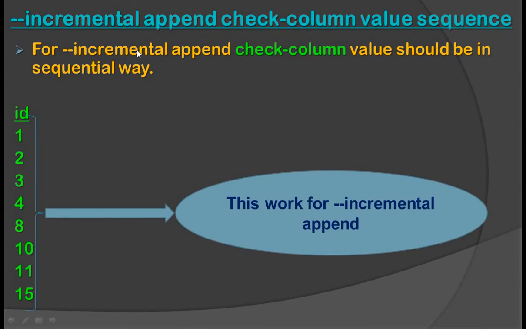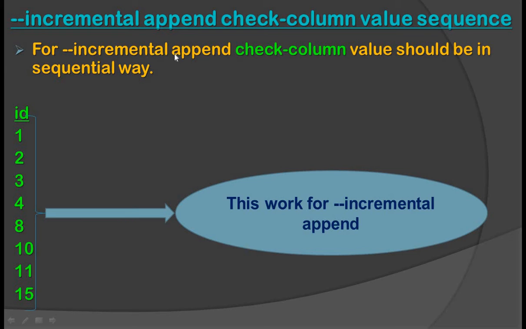First we are going to see --incremental append and --check-column value sequence. This is the key point in incremental append: the check value should be in a sequential way. If this is not followed, then incremental append will not work.